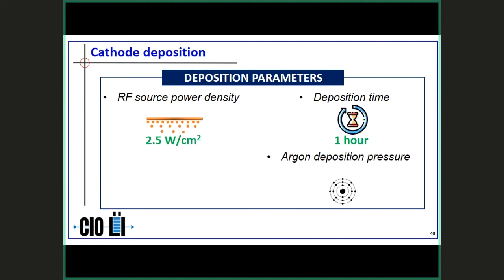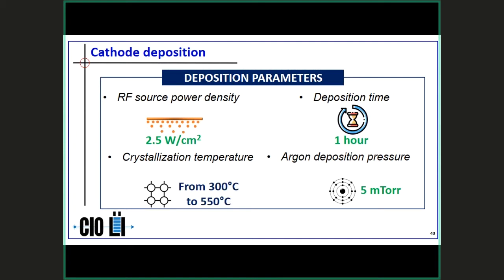Another parameter is the concentration of argon inside of the sputtering chamber. For this first experiment, we fixed it to a low argon deposition pressure, 5 millitorr. And another parameter that can be adjusted is the crystallization temperature. So this is the parameter that was first optimized. We started to see which temperature works better to crystallize the material, from 300 to 550 degrees Celsius.